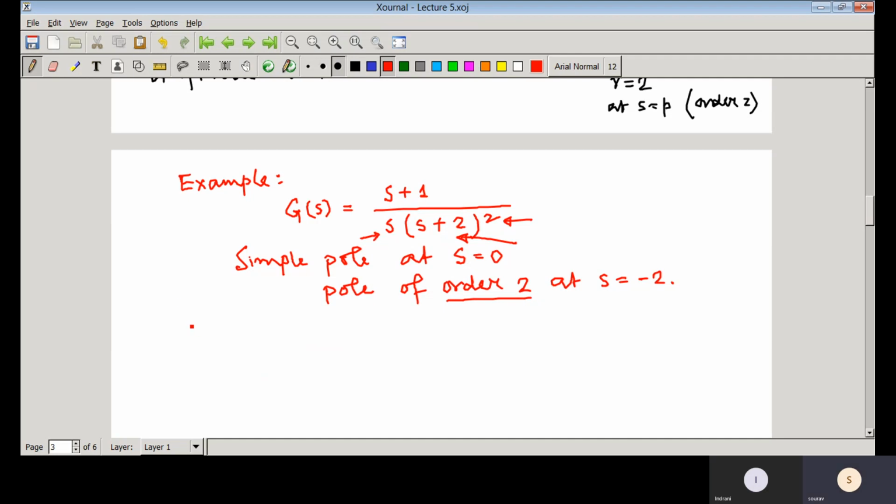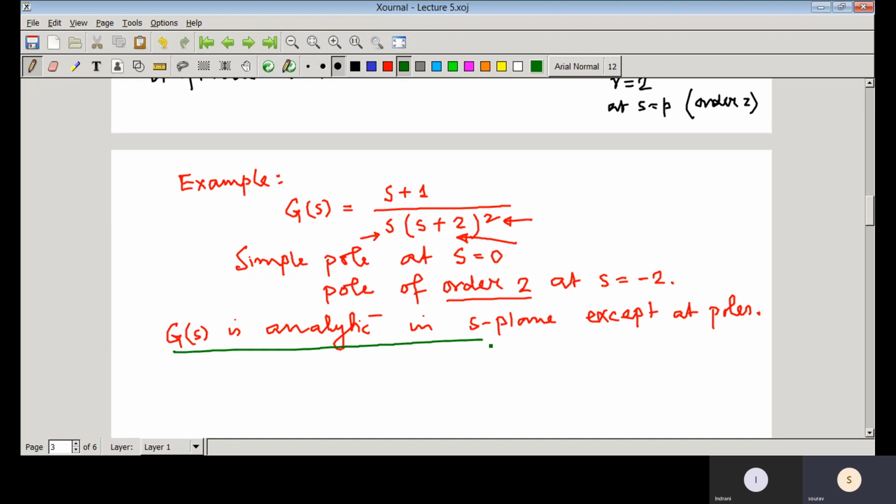So now you can see that G(s) is analytic in the S-plane except at poles. That means if you exclude those pole locations, in the rest of the region this function is analytic.